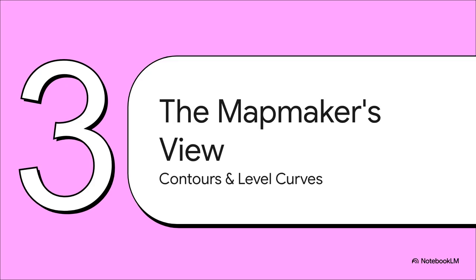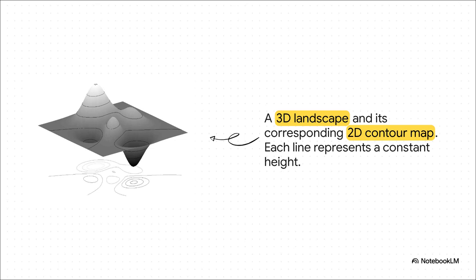Okay, so slicing vertically gives us these cool side views. But what if we want the bird's eye view, the view from the top down? Well, for that, we're going to borrow a trick from mapmakers, something they've been using for centuries: contour maps. This image just nails the concept. Up top, you've got the real 3D landscape, and down below, that's its 2D contour map.